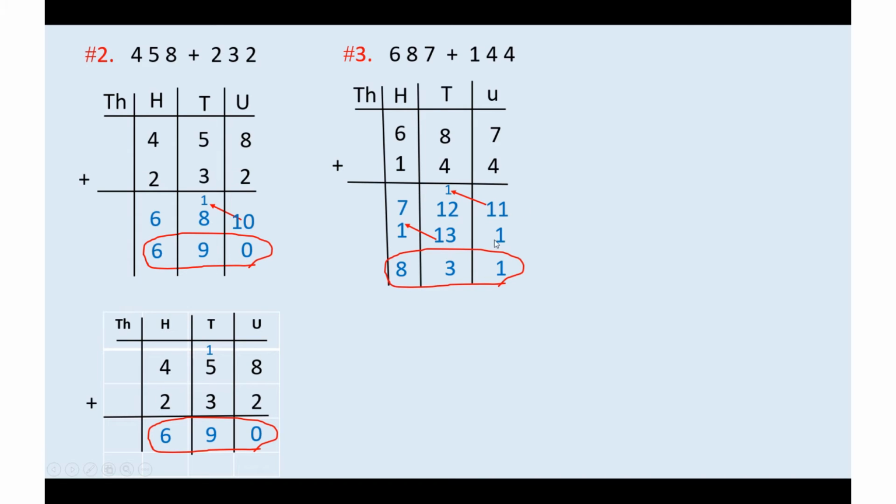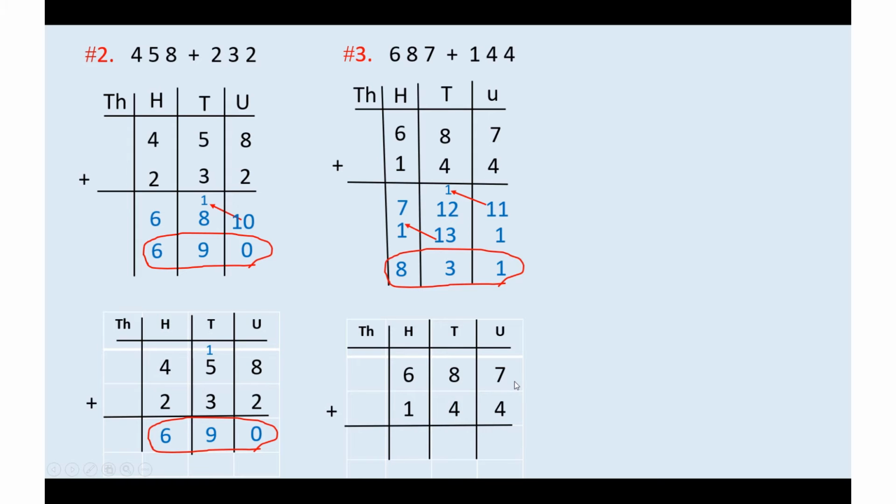So normally we don't write all this. When we must have understood the logic involved, we do these 2 steps mentally, and we only write our answer. As in this example, we have the numbers copied here, draw columns, and let's add, ignoring these 2 steps. So we have 7 plus 4, which is 11. We just write 1 here, and carry this 1 to the tens column. Then we have 1 plus 8, which is 9. 9 plus 4 is 13.